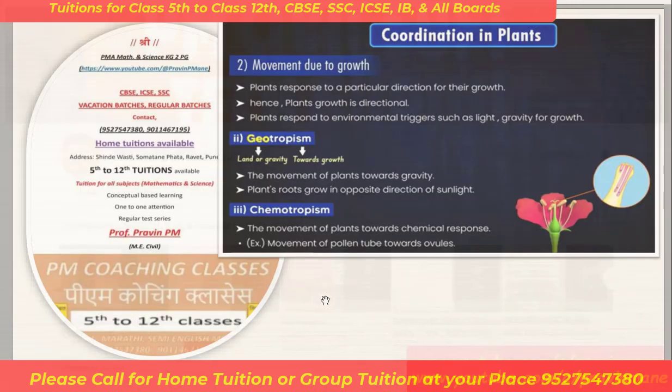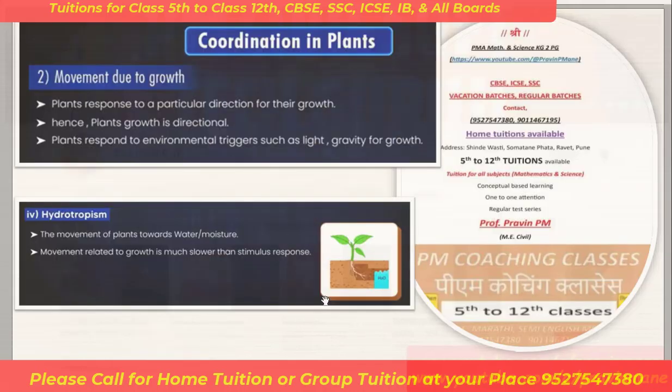Then the third one is chemotropism. Chemotropism is the movement of plants in response to chemicals. An example is the movement of the pollen tube towards the ovules in a flower. Insect-eating plants also show chemotropism. Next is hydrotropism. Hydro means water. It is the movement of a plant part towards water or moisture. It is hydrotropism.